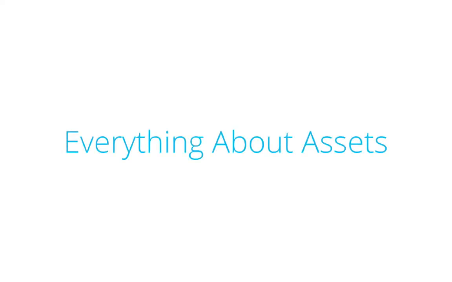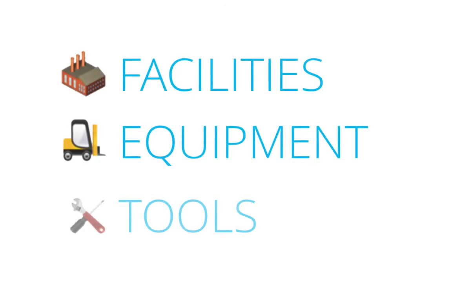This tutorial will teach you everything there is to know about adding and navigating asset information in your CMMS. There are three main asset types in the CMMS: facilities, equipment, and tools.